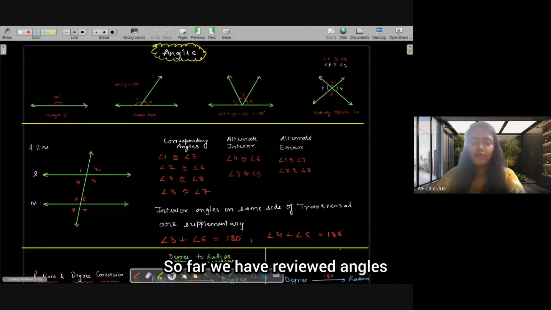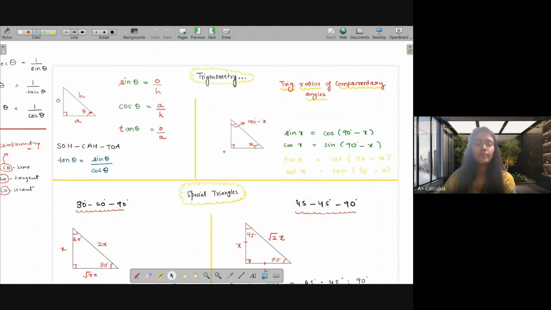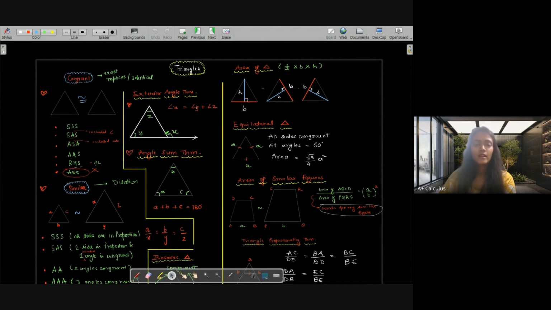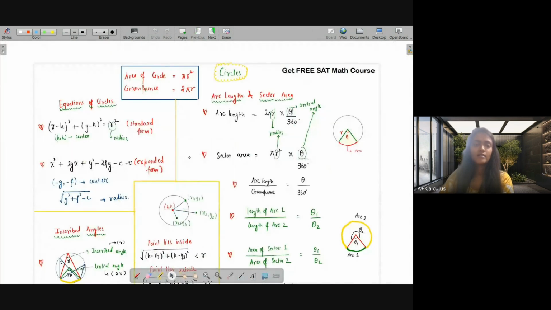So far, we have reviewed angles, exponential functions, trigonometry, triangles, straight lines, quadratics, and circles.